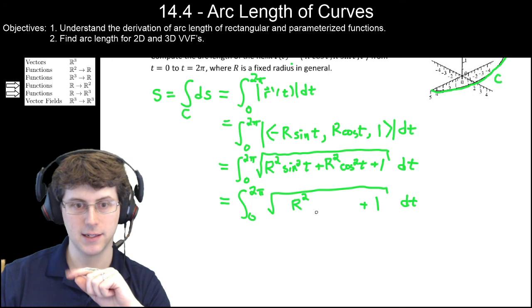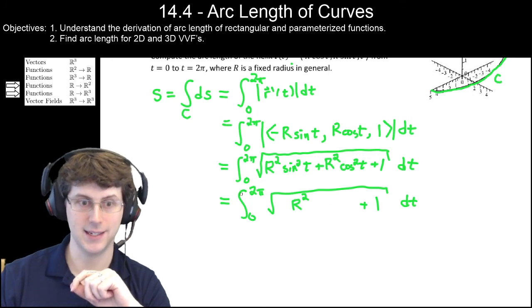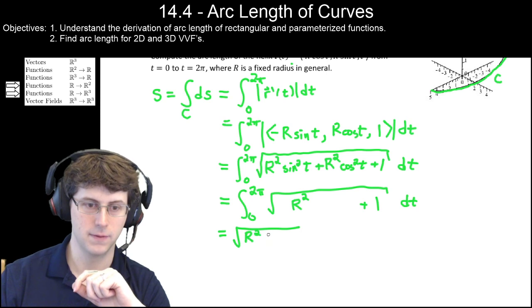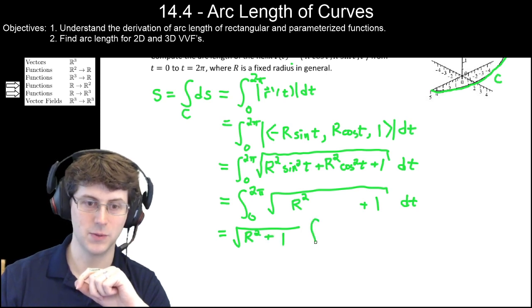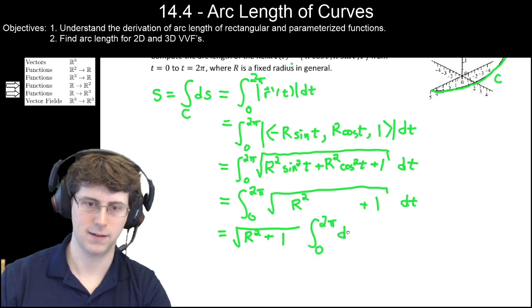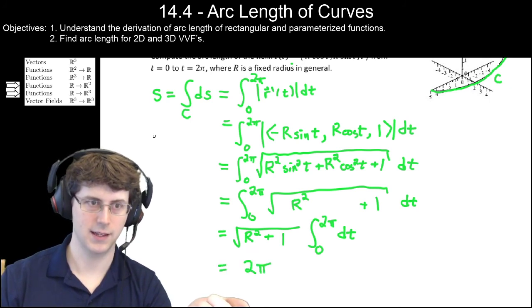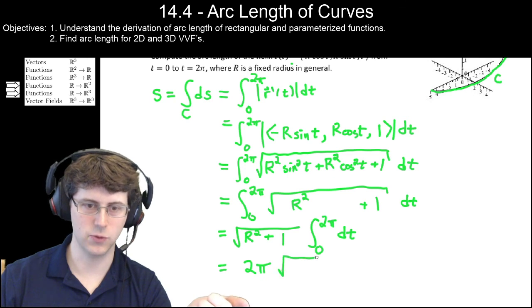The reason is, there are no t's in here. This is a constant. Factor the whole thing out. The square root of r squared plus 1 is a constant. It's not changing with time. It doesn't depend on t at all. And this integral is 2 pi. So my final answer is that the arc length of this helix is 2 pi times the square root of r squared plus 1.